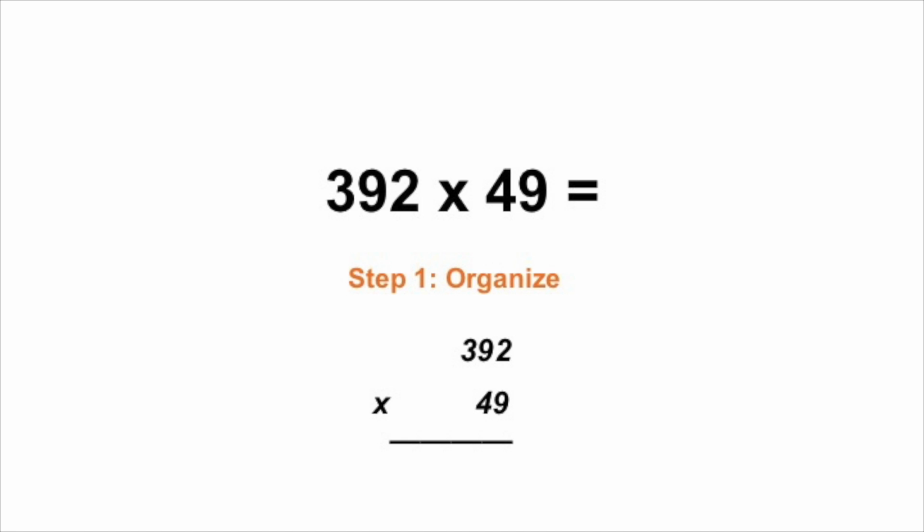So step 1, let's organize. We have our multiplication table. What number do we multiply by first, guys? The 4 or the 9? 9. Remember, always start with the ones. So 9 times 2? 18. So we'll write the 8, carry the 1. Now, 9 times 9. Well done, guys. Write the 2, carry the 8. 9 times 3, plus 8, 35. Well done. And because we've nowhere else to carry, we can just write this answer in the answer column.